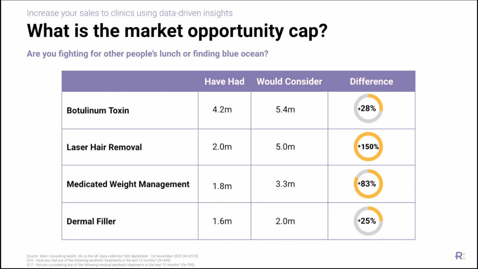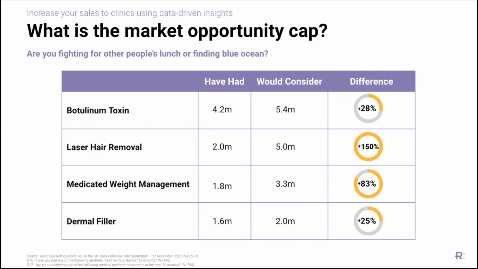In terms of those that would consider, now these are different. This is the difference between those that have had something in the last 12 months and those that would consider having something in the next 12 months. We all know that when they get into a clinical practice, they'll be consulted by the practitioner on the right course of treatment for them. But what this does indicate is that there is some elasticity between those that are having treatment and those that would consider having it.